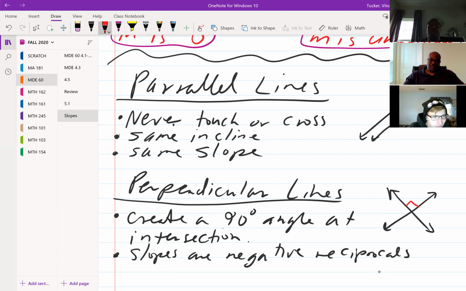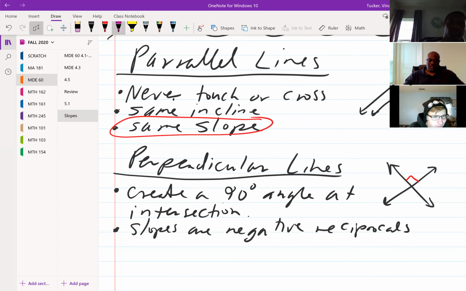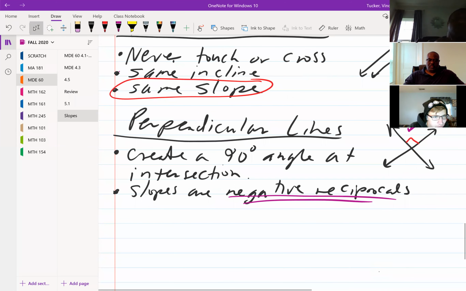All right, so parallel lines never cross or touch. They have the same incline, which means they have the same slope. Perpendicular lines will create a 90-degree angle at their intersection. So that square there lets you know they're supposed to be 90 degrees. And their slopes are negative reciprocals of each other. So let's talk about what that means.